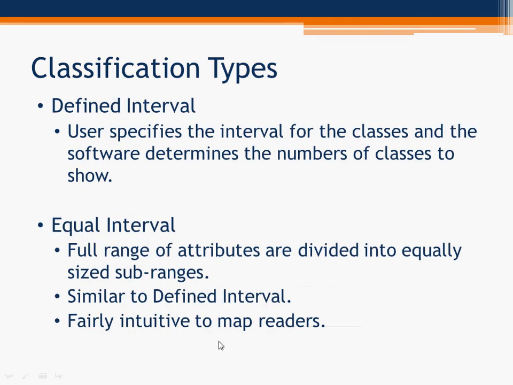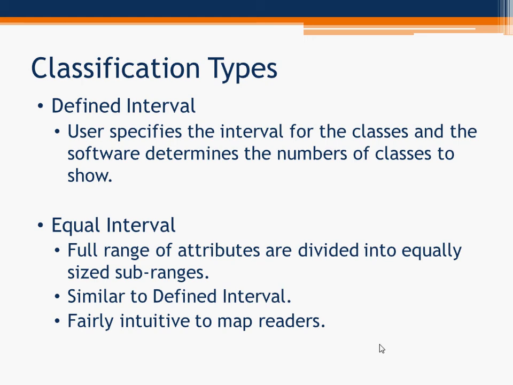A couple of ones that I don't have screenshots for but are very similar are defined interval and equal interval. In the case of defined interval, you actually go into ArcGIS, in the symbology tab, and go into the classification button and tell it, I want my interval to be 1,000. That's going to be the interval between the lowest and the highest value for each of your individual classes.